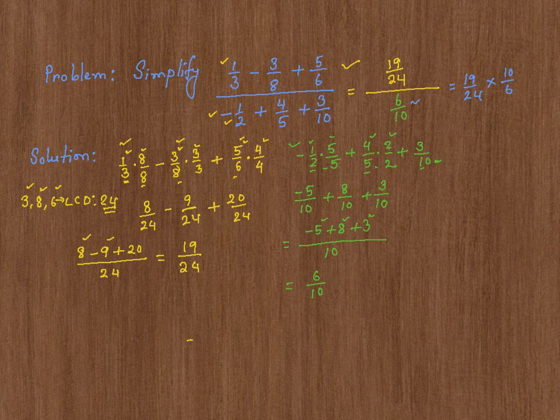Now I can do some cancellations, as you can see here. 2 goes into 10 5 times, and 2 goes into 6 3 times. I think nothing else cancels. So 19 times 5 is going to be 95 divided by 24 times 3 is going to be 72, and that's going to be your answer. That means if you take this big rational expression and simplify it, you get 95 over 72.